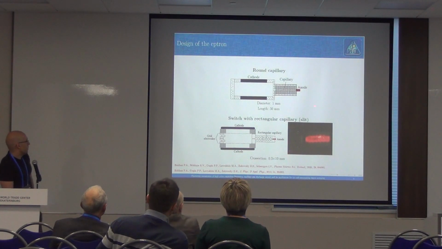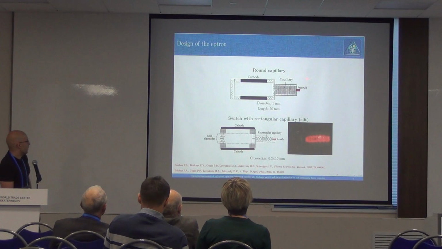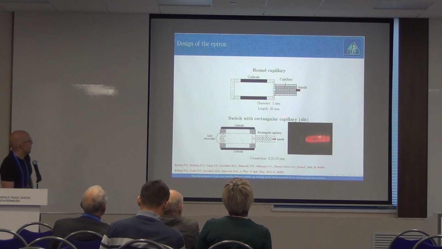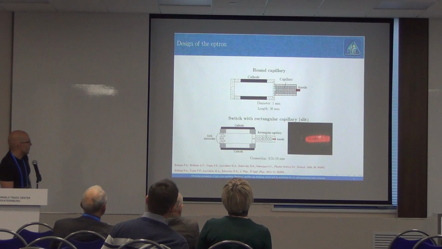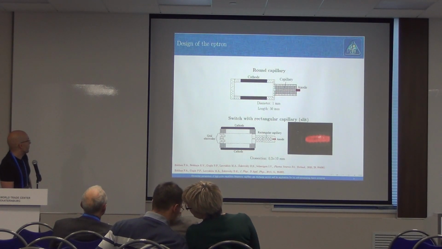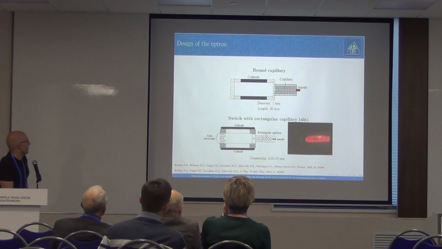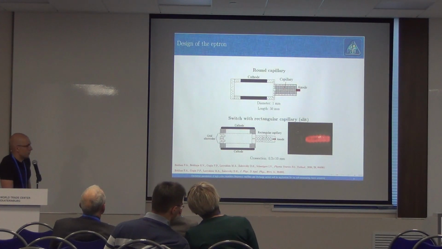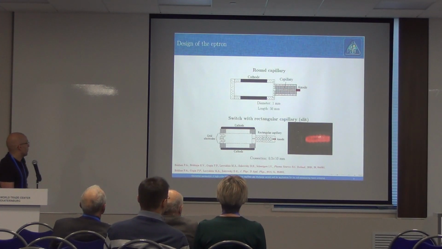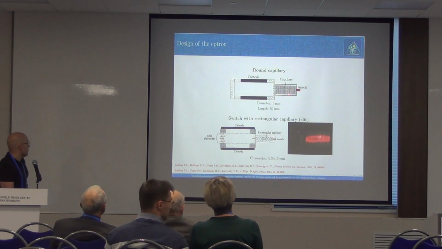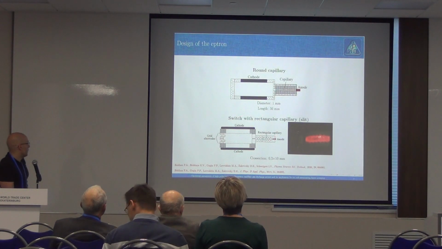So in my presentation I will talk about another switch. As I said, it is called EPTRO. It mainly consists of two parts, the plasma cathode and the capillary part. There could be different designs. In our work we used a planar design, which is illustrated here.